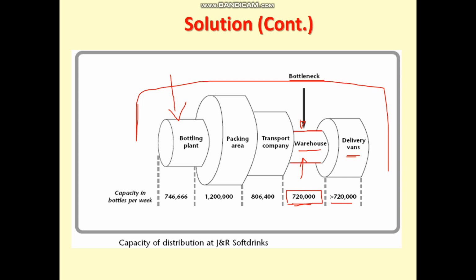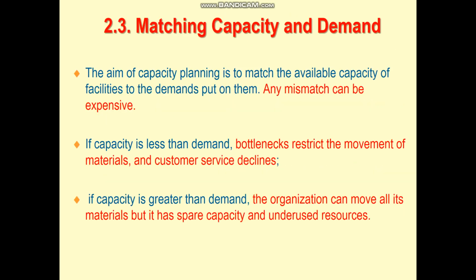And because determining the capacity is very important for a system or for the whole supply chain, how can you determine the capacity of this system? For example, after you improve the warehouse, you consider whether you should still look at the bottling plant. How can you determine that? Our purpose is to match the capacity and the demand. The aim of capacity planning is to match the available capacity of the facility to the demands put on them. So why do we have to match the capacity and the demand?